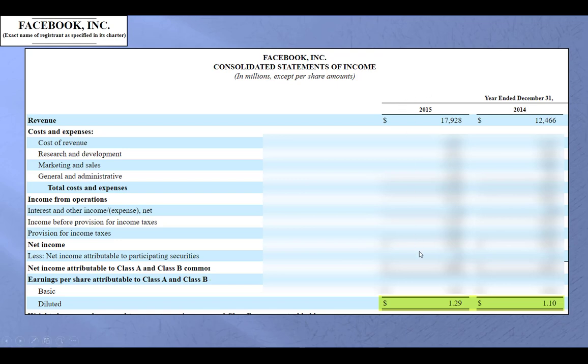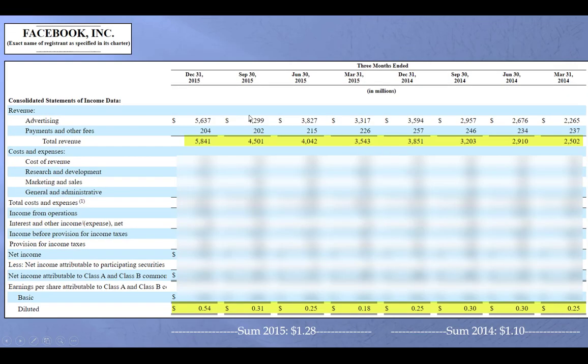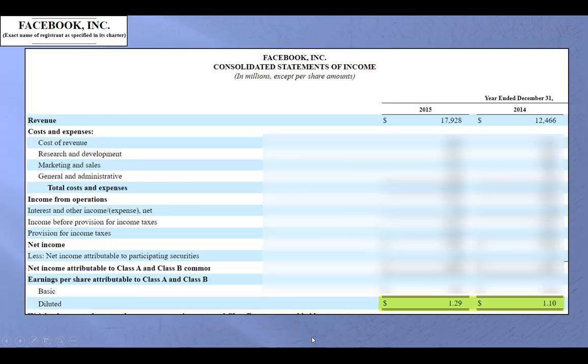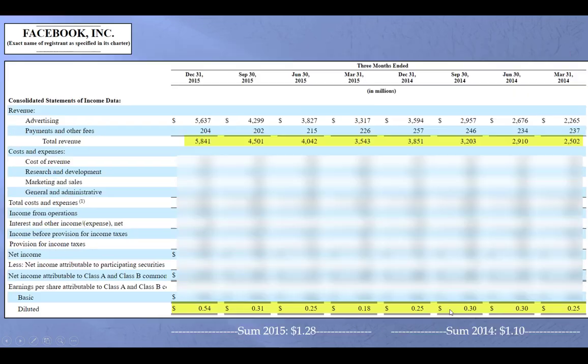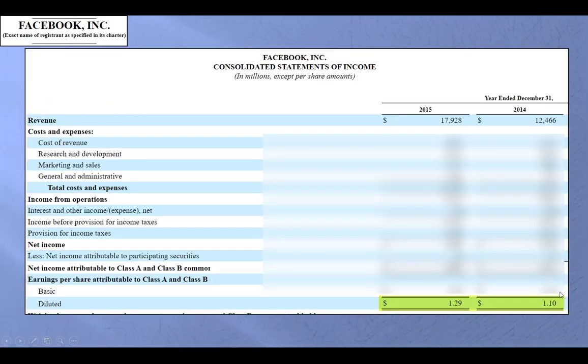2015, annual earnings per share, $1.29. 2014, $1.10. When I go into their financial statements and look at their note, because they summarize the quarterlies in a note, 2015, these were their quarterly numbers, adds up to 1.28. Go back. The annual number was 1.29. 2014, add these up, sums to 1.10, and we get a match. It matches 1.10 over there. So I thought, well, we're off by 1 penny.